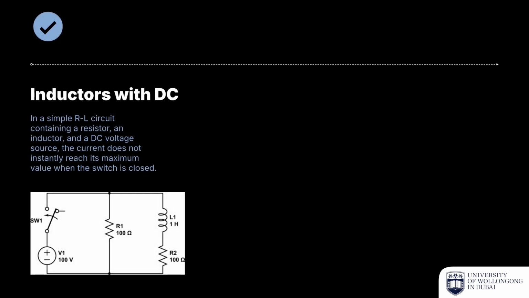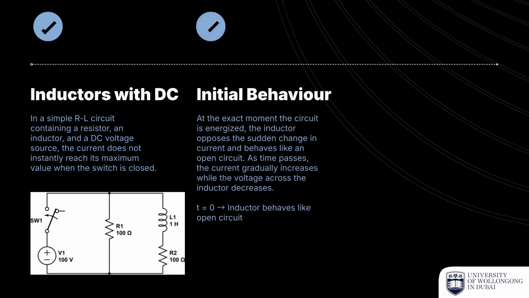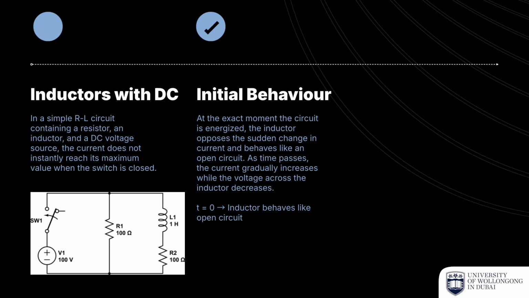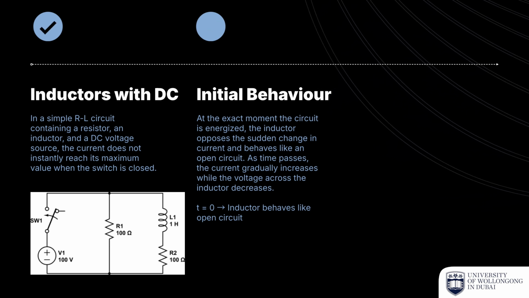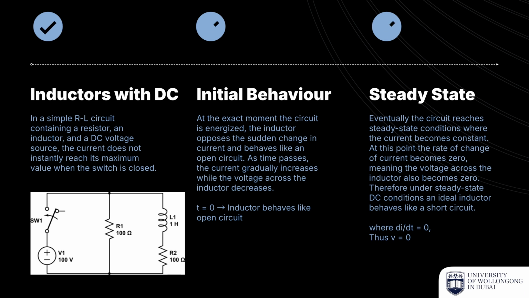Let us now consider how inductors behave when connected to a direct current source. In a simple RL circuit containing a resistor, an inductor, and a DC voltage source, the current does not instantly reach its maximum value when the switch is closed. At the exact moment the circuit is energized, the inductor opposes the sudden change in current and behaves like an open circuit. As time passes, the current gradually increases while the voltage across the inductor decreases. Eventually, the circuit reaches steady-state conditions where the current becomes constant. At this point, the rate of change of current becomes zero, meaning the voltage across the inductor also becomes zero. Therefore, under steady-state DC conditions, an ideal inductor behaves like a short circuit.